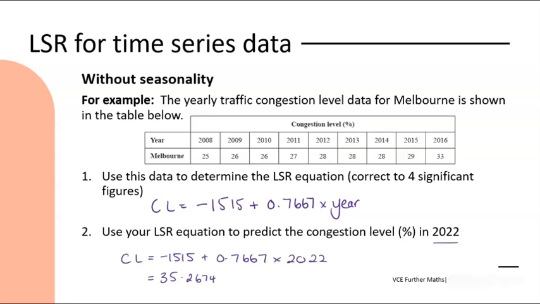And so when I calculate that, I end up with a congestion level of 35.2674%. So for these, and following on from what we've got in the table, let's say 35%.